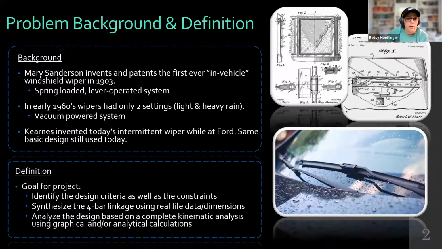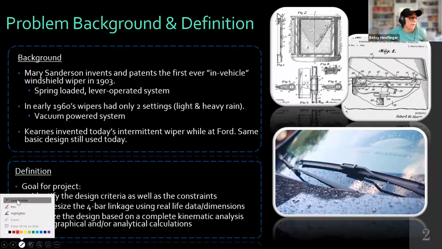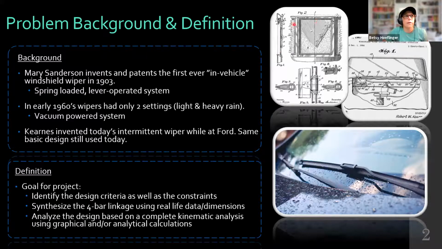All right, so first of all, just a little bit of background on the windshield wiper. Mary Sanderson actually invented and patented the first ever in-vehicle windshield wiper in 1903. There is a picture up on the top left in figure 2 of that device. Let me get my laser pointer here. There we go. Here is the first in-vehicle windshield wiper.